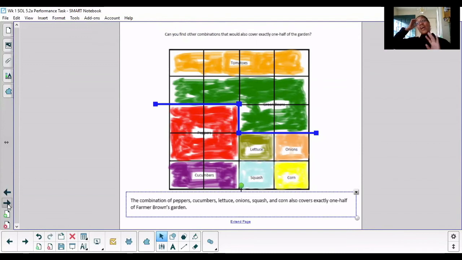Okay, you said I can still use the division and how we divided that picture. Okay, so you said let's look at the bottom portion. Okay, so everything that was left on the bottom is the other half. Okay, so we got red peppers, cucumbers, lettuce, onion, squash, and corn. Okay, good job, good eyes.